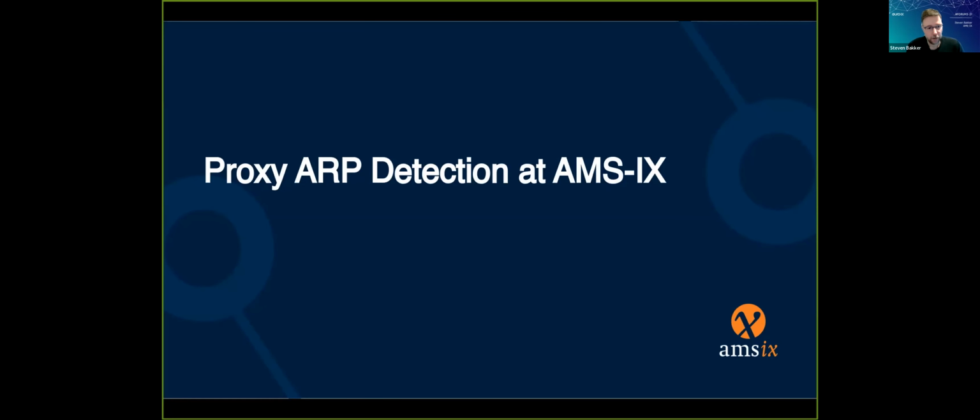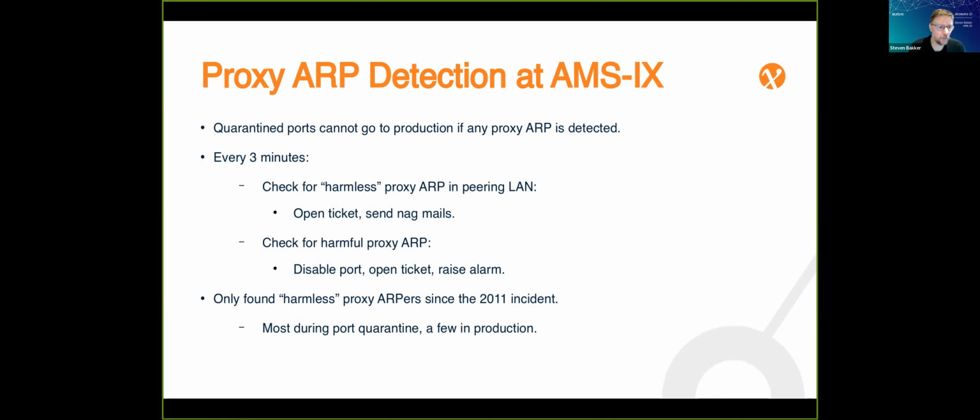And there's a little bit on how we implemented it at AMS-IX, which is not that difficult. So we said quarantine ports cannot go into production until all proxy ARP has been resolved. That's easy for us to test. And then in the peering LAN, every 3 minutes at this moment, we check for harmless proxy ARP in the peering LAN. Again, this is testing for Microsoft and Google and Cisco IP addresses. And if we see that, we open a ticket and we send nag mails to the customer. But it's not an urgent thing. It's something that should be solved, but doesn't bring down the exchange.